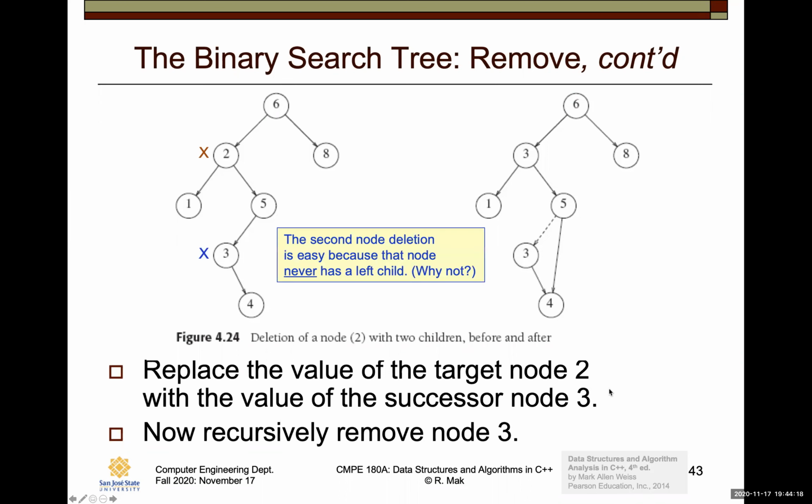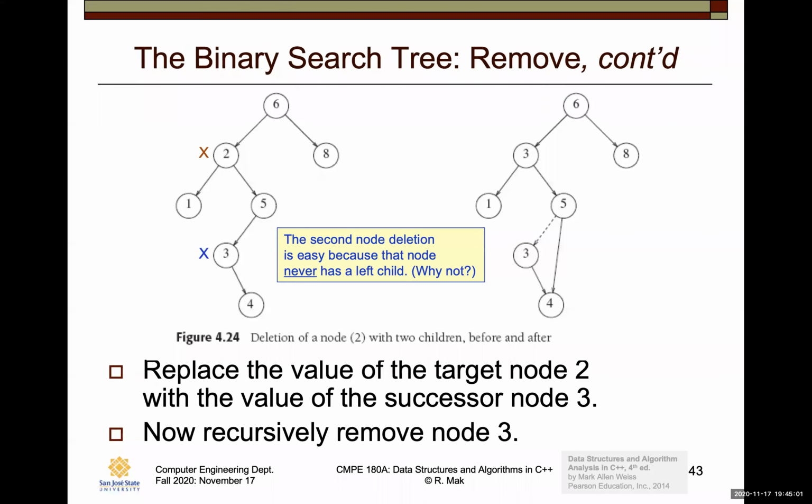So the second node deletion, okay, is easy because that node never has a left child. And why? Well, just because it's the minimum node of the subtree, and therefore cannot have a left child. If it had a left child, this would not be the minimum node. Okay, so there we go. So now we know how to insert a node into a binary search tree and keep it as a binary search tree. And now we know how to remove a node from a binary search tree, and what is left should still be a binary search tree.